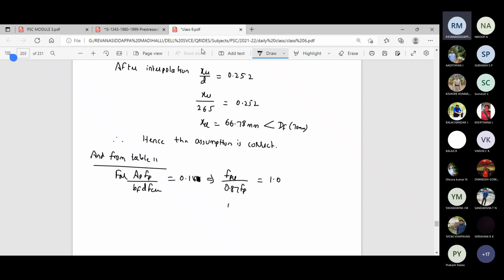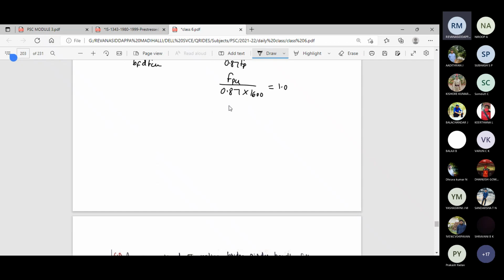Now substitute the value of fpu divided by 0.87 fp, where fp is given as 1600, equal to 1.0. We will get the answer of fpu as 1392 Newton per mm square.